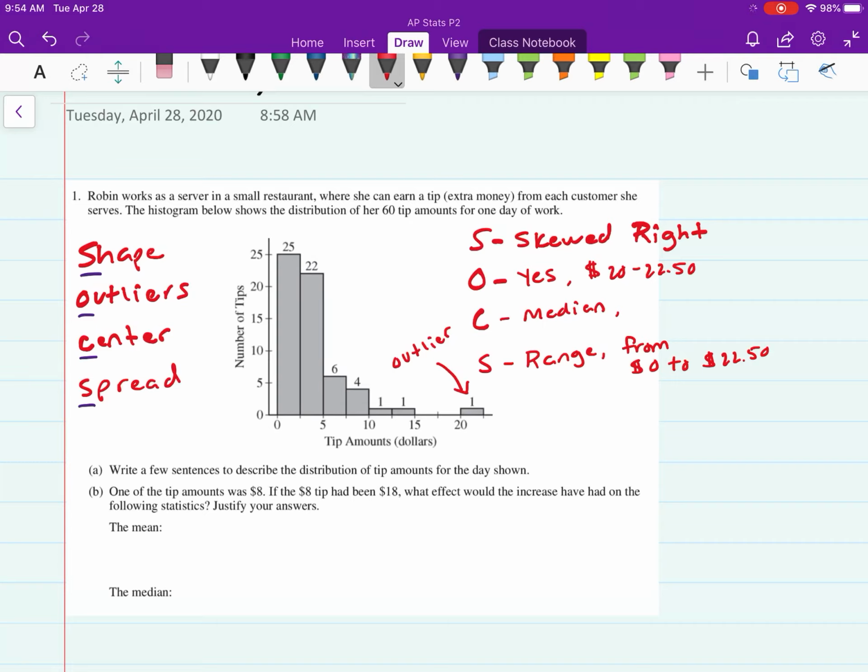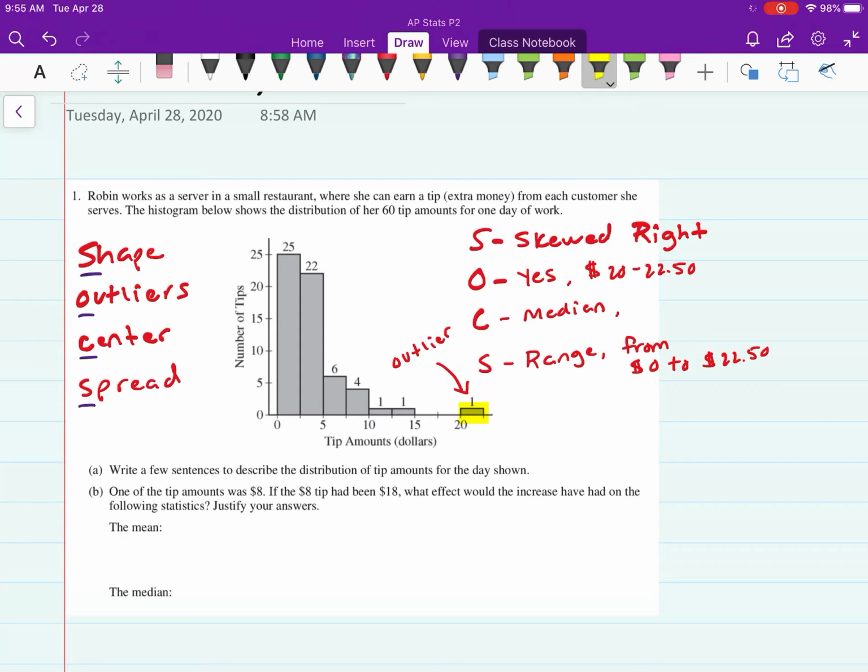You don't want to end up getting something like that wrong. So this is what skewed right looks like. Skewed left obviously would be a mirror image of that. Outliers, it looks like there is a high tip amount over here, which is kind of far away from our data. So we're going to say, yes, there's an outlier between 20 and 22.50.